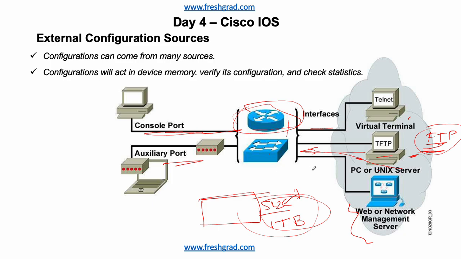And TFTP is used to download IOS and configuration files. Also TFTP is used to copy configuration files between the nodes within the network. And TFTP can deliver the initial network bootstrap program or kernel and other initial software to the clients as well.